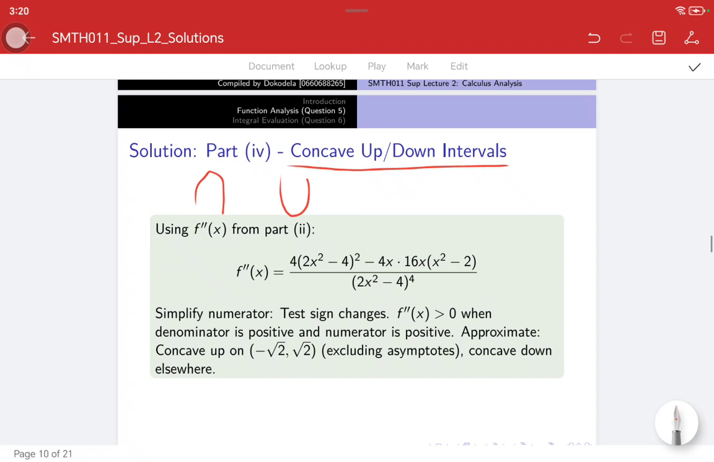The only difference is that you are going to test the signs. You see right now. We are going to test the signs, then we'll decide where do we have a local minimum and where do we have a local maximum. So as you can see here, for us, if we simplify the numerator, the test signs changes. For f double prime of x, this will be greater than 0 when the denominator is positive and the numerator is positive, right? And also approximately the concave up on this, excluding the asymptote.